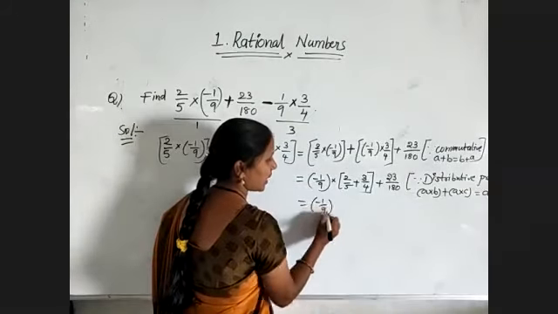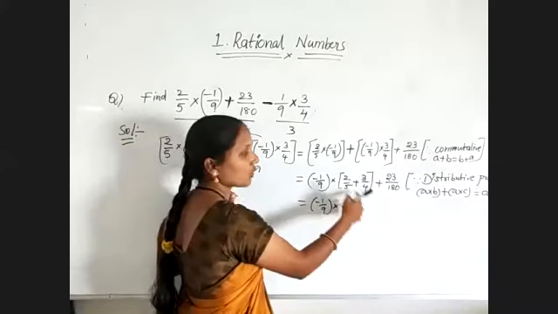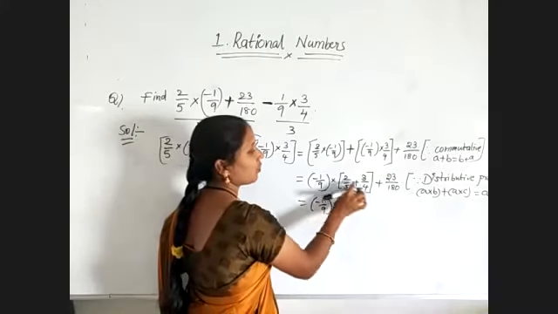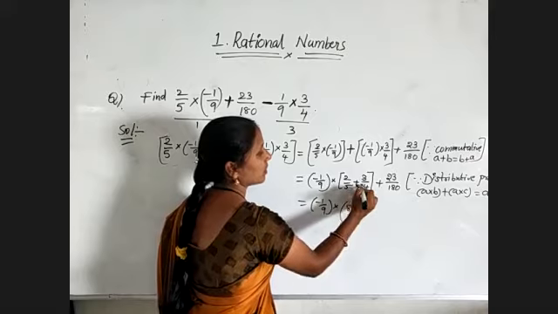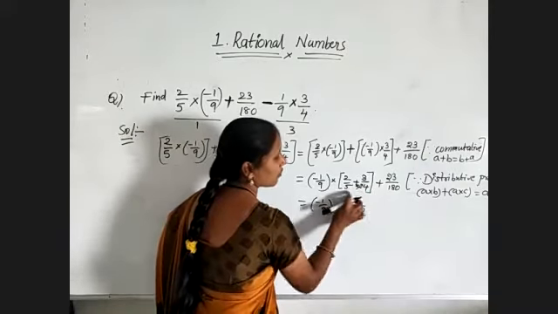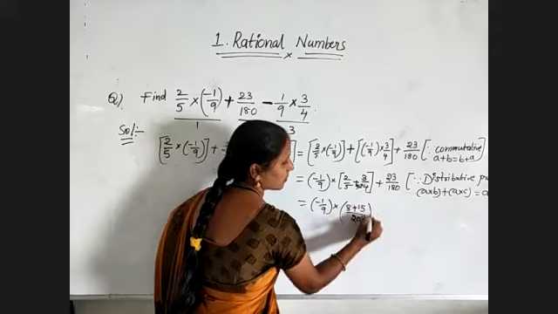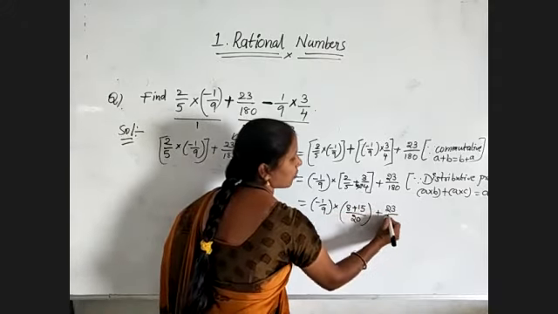Minus 1 by 9 into, so for the addition of fractions, go for cross multiplication. 4 2s are 8, 5 3s are 15, by 5 4s are 20, plus 23 by 180.